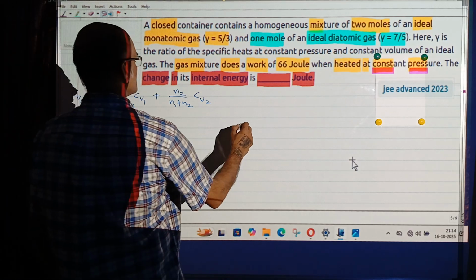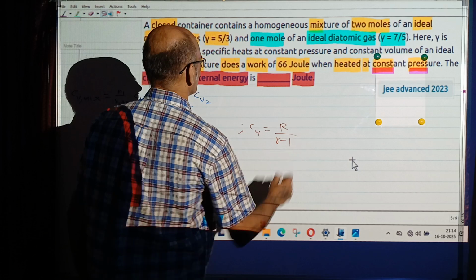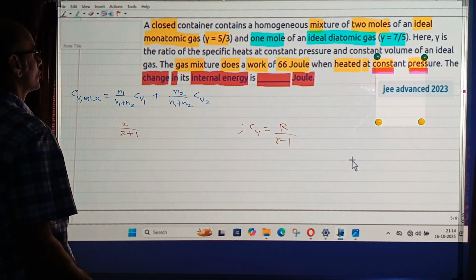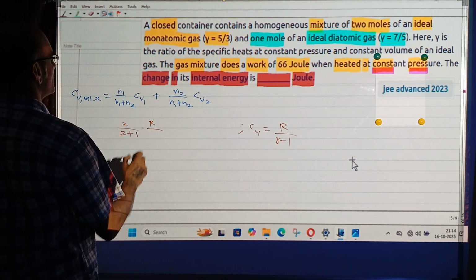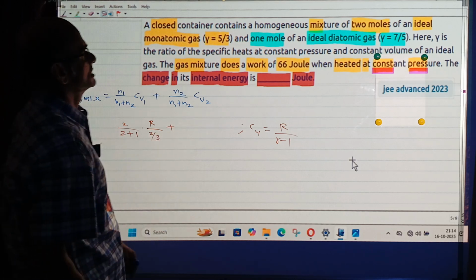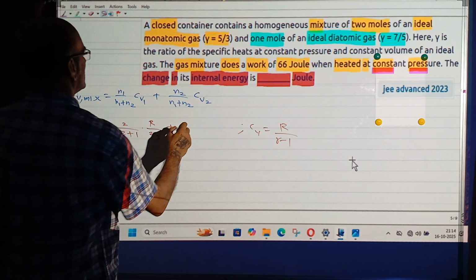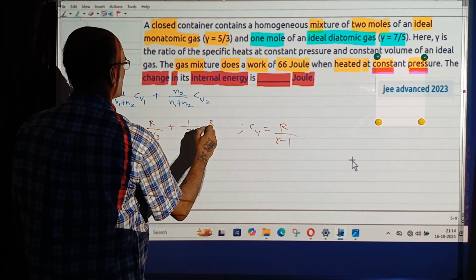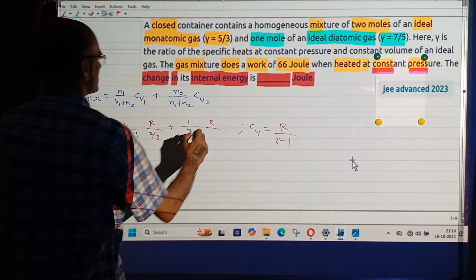And CV is given as R by gamma minus 1. This can be easily derived. So for a monatomic gas, it will be R by, gamma is 5 by 3. So 5 by 3 minus 1 is 2 by 3. And for the second gas, the number of moles is 1, and the total number of moles is 3. And CV2 is R by, for the second gas, gamma is 7 by 5. So 7 by 5 minus 1 is 2 by 5.